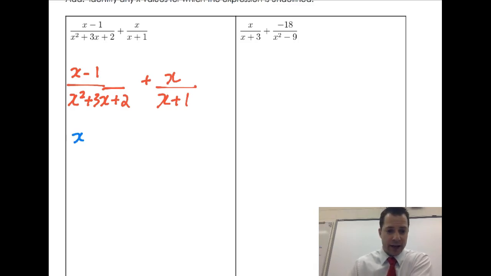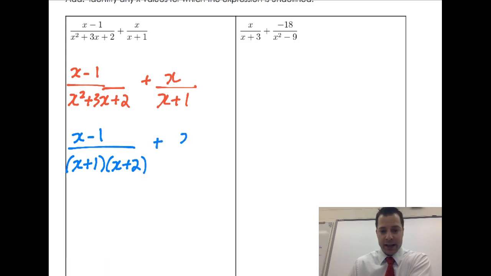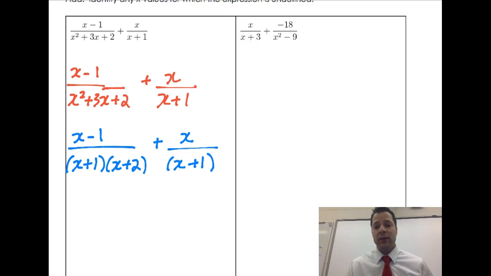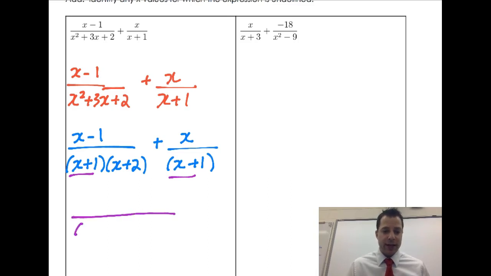We're going to factor this denominator. Two numbers that multiply to be 2 and add to be 3 are x plus 1 and x plus 2. The idea of the LCM is listing all the factors of both, and then if there are any repeats, just write it to the highest power. We see that x plus 1 repeats. So our new denominator is x plus 1 times x plus 2, and we do not have to write the other one because it's already part of that LCM.